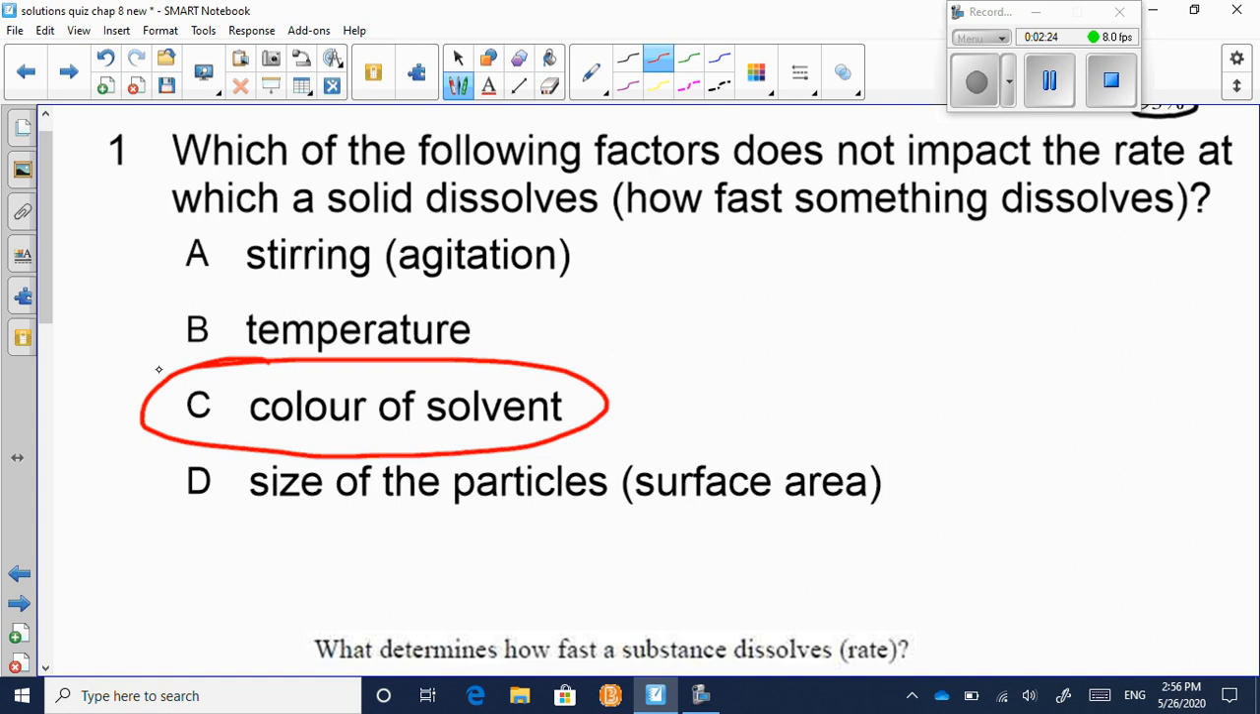Which of these does not impact? Well, the color does not impact. If it's a blue solvent or if it's a clear solvent, the color doesn't impact it. Okay, so that was that first one.